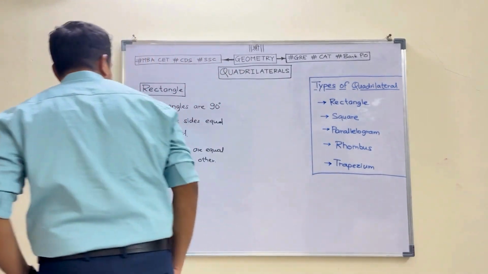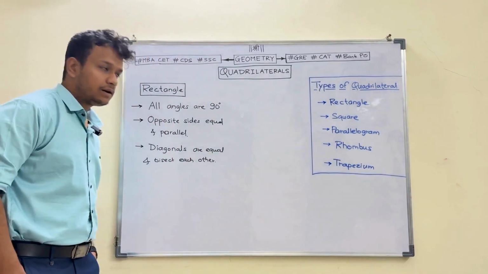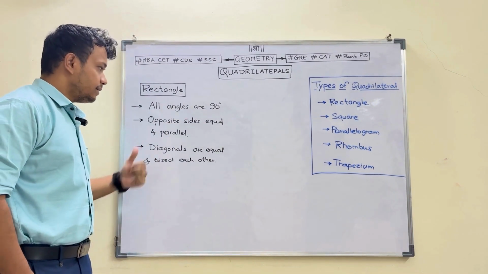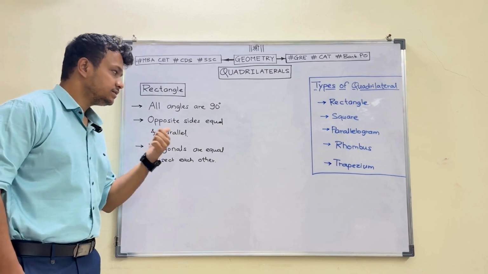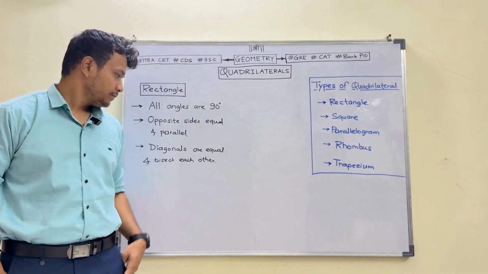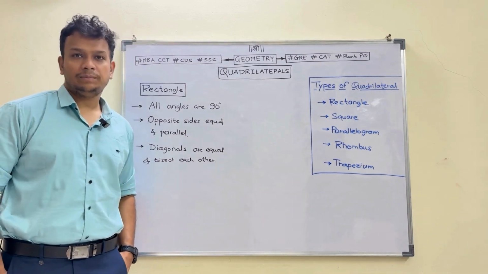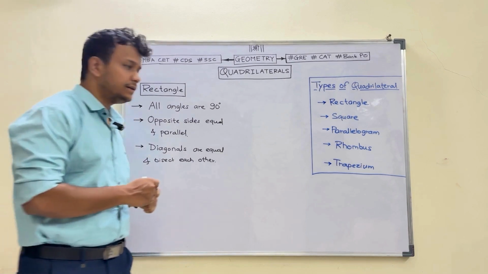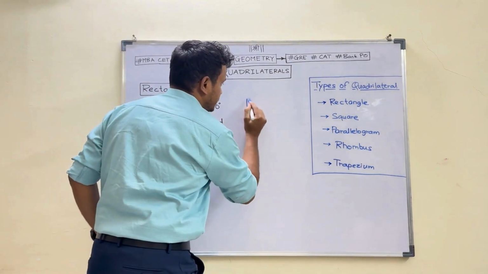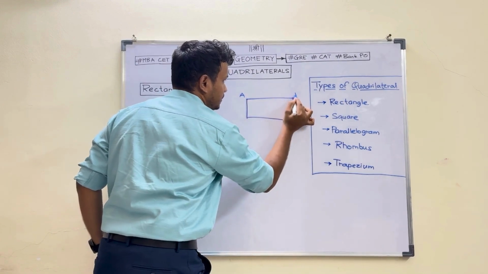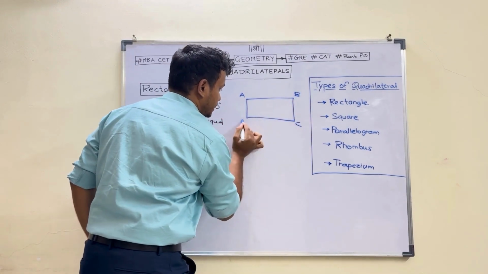A rectangle has three major properties. It is a type of quadrilateral which has all angles 90 degrees. The second property of a rectangle is that opposite sides are equal and parallel. The third property tells us the diagonals of a rectangle are equal and they bisect each other. I'll just draw a rectangle here for reference. Rectangle ABCD, I'll name it, with the four vertices A, B, C and D.